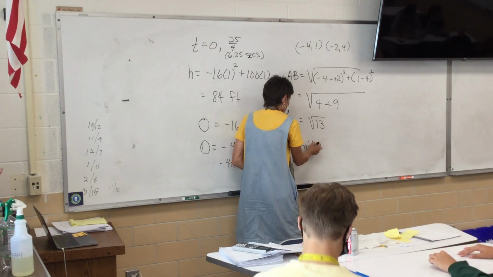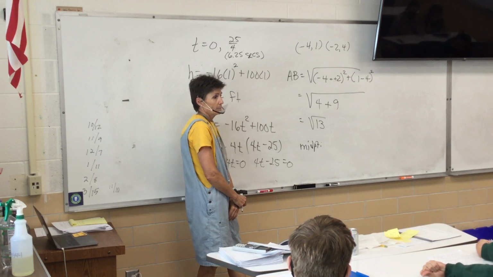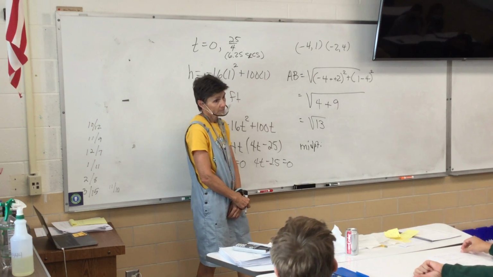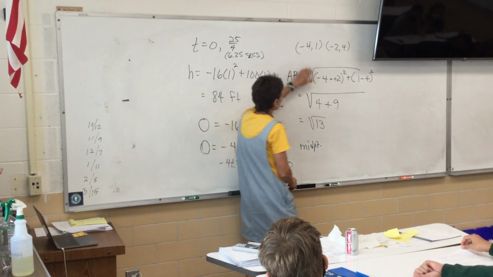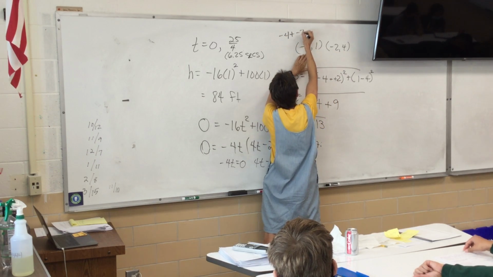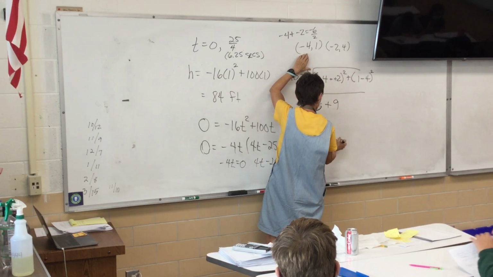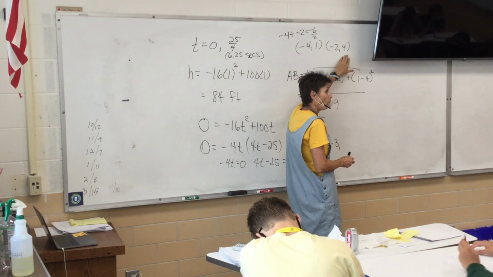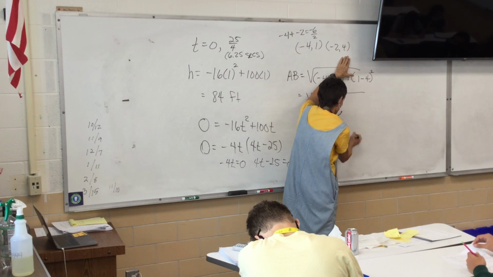And then we want midpoint. Midpoint is the middle point, the average. So I'm going to add and divide by 2. So -4 plus -2 is -6. Divided by 2 is -3. 1 and 4 is 5. Divided by 2 is 5 halves.